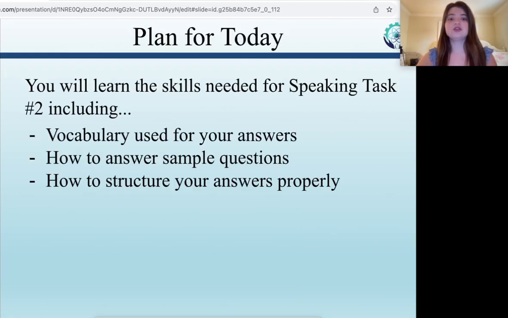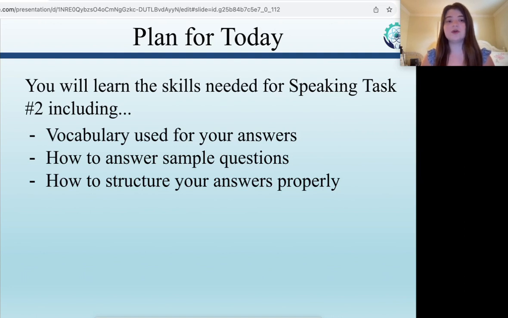Okay, so today you're going to learn the skills needed for speaking task number two, which include what vocabulary you need to use for your answers, how to answer sample questions, and also how to structure your answers properly. Those are the three biggest things. Before we get into that, though, what even is task two?